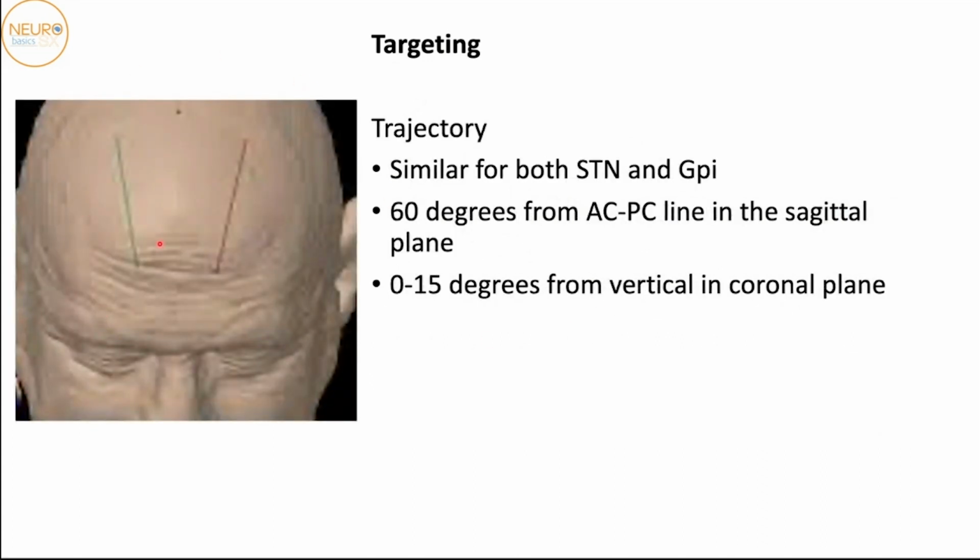Right. So from these targets, you're going to draw lines reaching the skin at these particular angles, about 0 to 15 degrees from the vertical in the coronal plane and about 60 degrees from the ACPC line in the sagittal plane. This is going to tell you at what point you should enter from the skin.